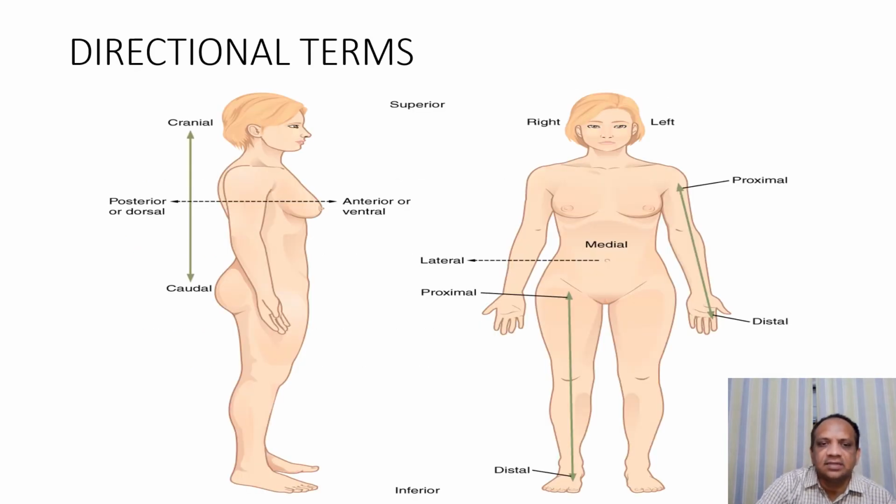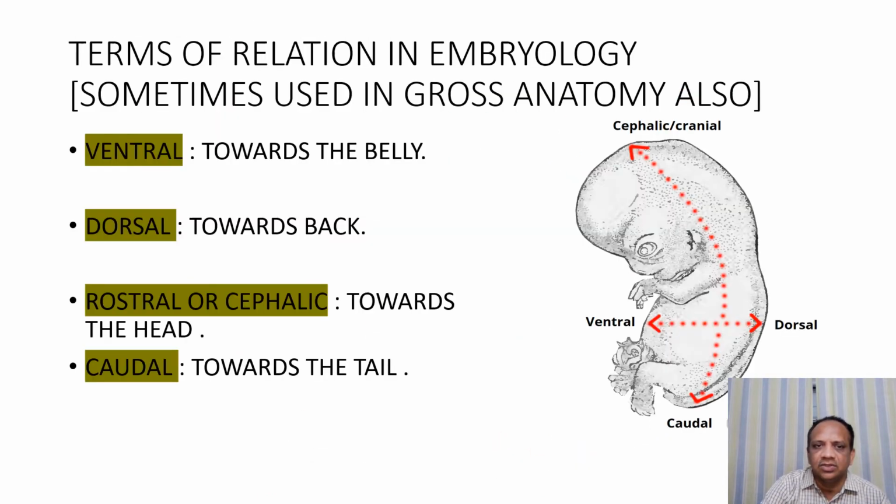You can see here, this is the anterior side, this is the posterior side. Towards the head is the cranial or superior side, and the caudal or inferior side is towards downwards. If we are going away from here, that is towards the lateral aspect, and if we go this side, that is the medial aspect. Right and left sides are there. Proximal is nearer the body, distal is away from the body. Here in the lower limb also, proximal and distal. So these are the terms which are usually used.